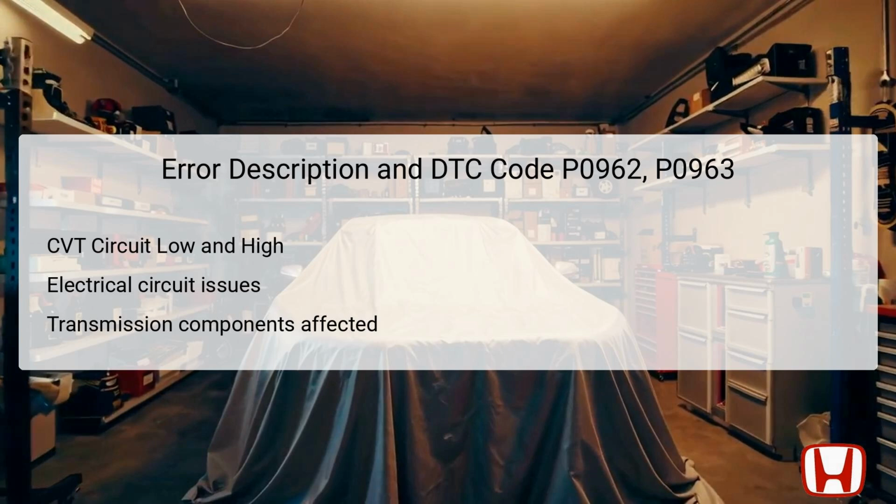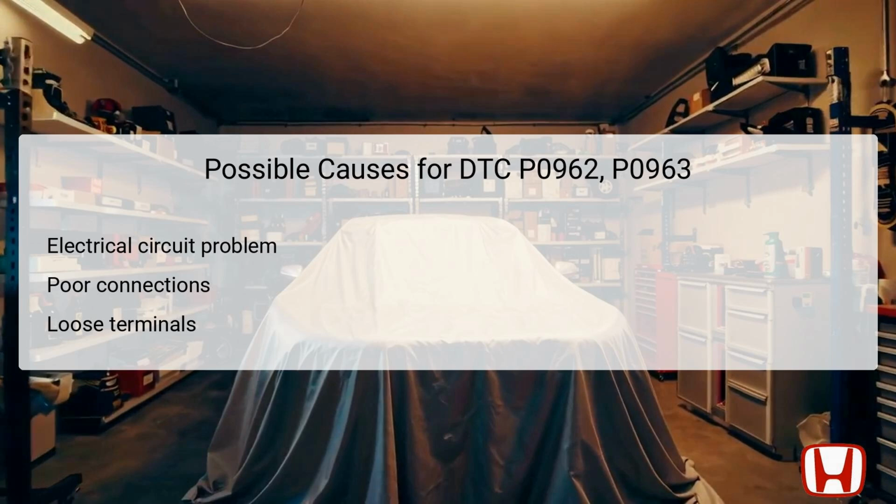Codes P0962 and P0963 indicate either an excessively low (P0962) or high (P0963) voltage from the valve circuit, signaling either a short circuit or an open circuit in the wiring or connectors. Importantly, both codes pertain to electrical faults rather than mechanical problems, which could potentially lead to transmission performance issues if not addressed promptly.